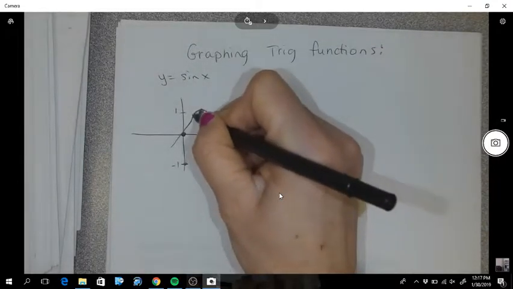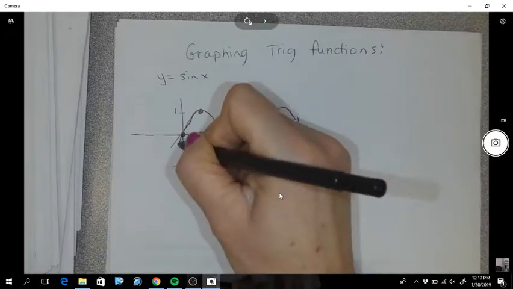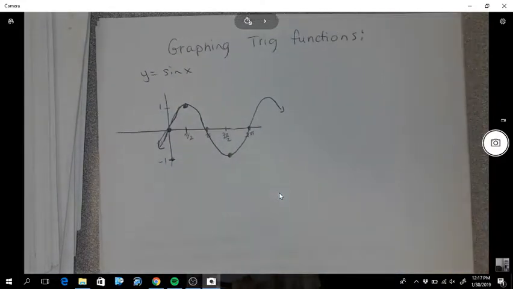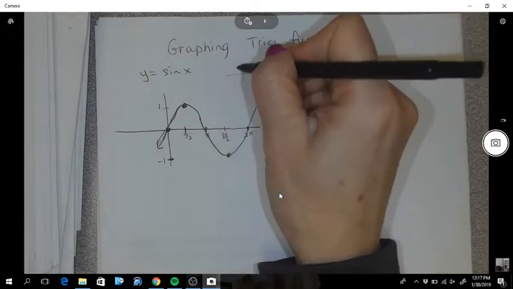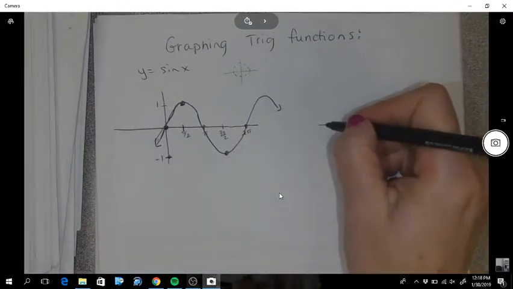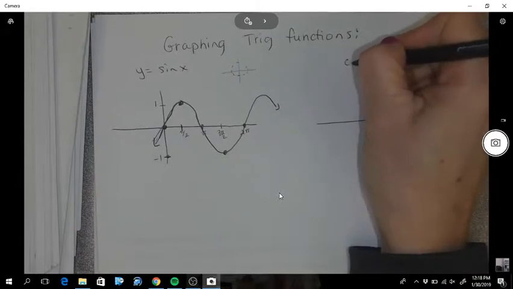Okay, and obviously you can continue that pattern on and on and on, right? Just thinking about your unit circle. Okay, so now let's do cos.